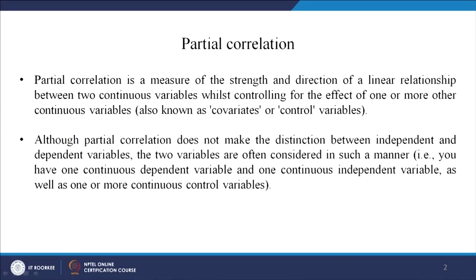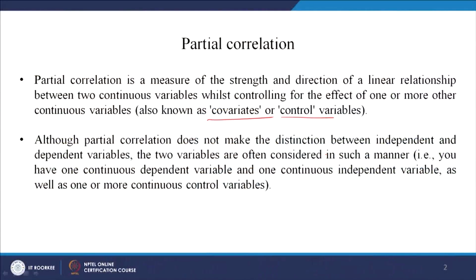Partial correlation, as it says, is a measure of the strength and direction of a linear relationship between two continuous variables, while controlling for the effect of one or more other continuous variables known as covariates or control variables. Although partial correlation does not make the distinction between independent and dependent variables, going by the spirit of the study there is actually a dependent and an independent variable. So you have one continuous dependent variable and one continuous independent variable, as well as one or more continuous control variables.